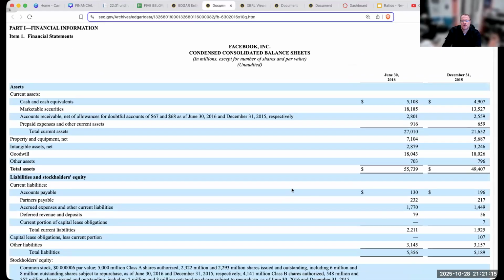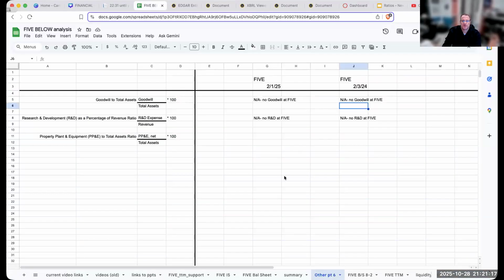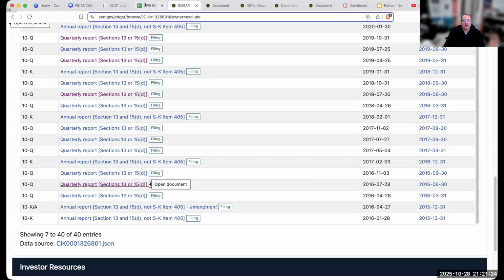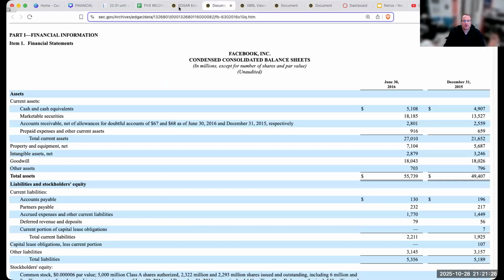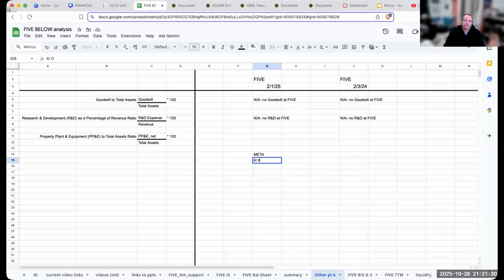Okay. So what I want to do here is just look really quickly at Meta. I want to look at Meta on 6/30/16. And I'm going to look at goodwill.